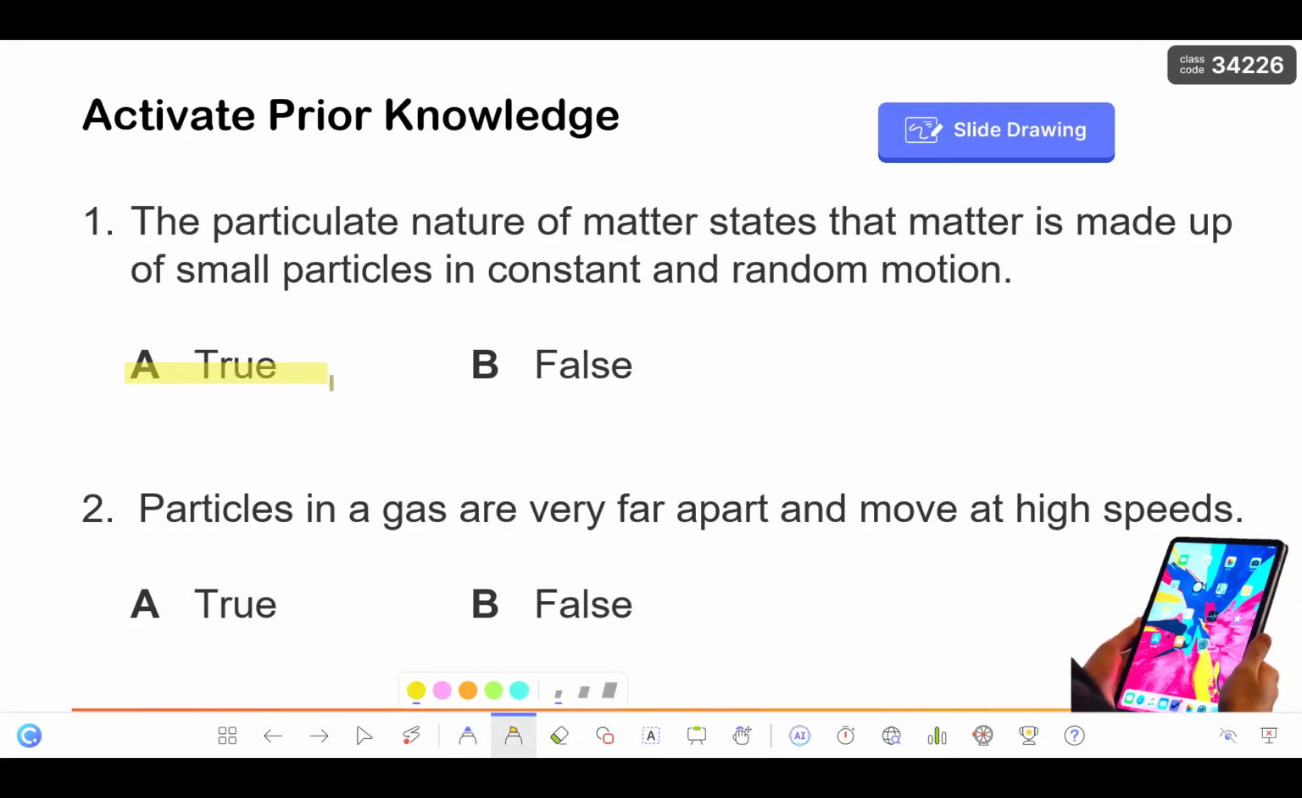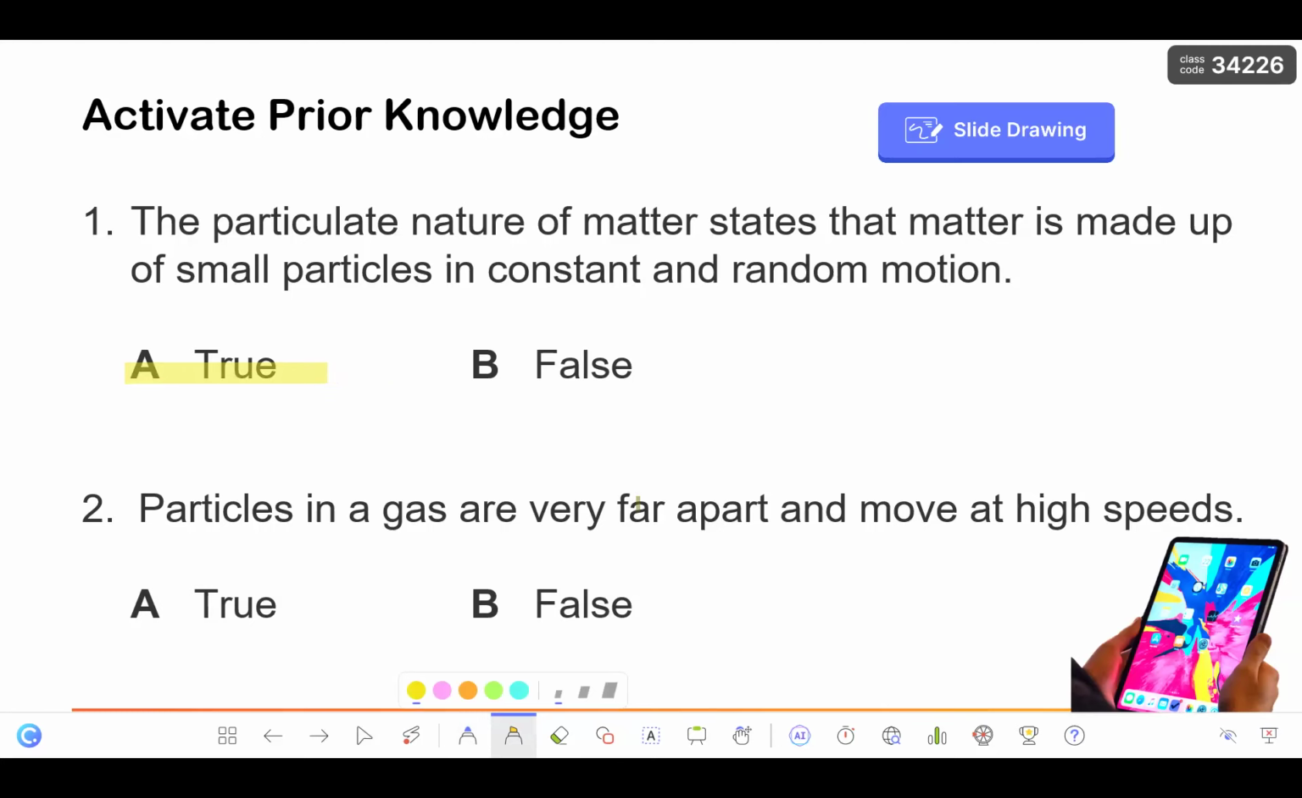We learned that all matter is made of tiny particles. In lower sec, you learned that we draw these tiny particles as circles. They are always in constant random motion. For a solid, they will be vibrating about their fixed position. For a liquid, they will slide past each other. And for a gas, they'll be moving about freely and randomly in all directions at high speed.